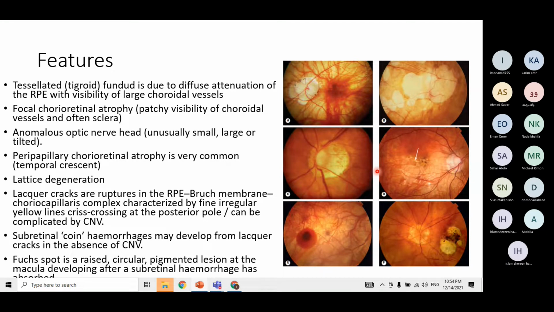We have the lacquer cracks. The lacquer cracks are those small retinal pigment epithelial changes in which the Bruch's membrane is brittle. It can be broken easily, with development of myopic CNV or myopic macular hemorrhage. We have what we call the Fuchs spots. It usually can develop at the site of a previous myopic macular hemorrhage, is pigmented and elevated.